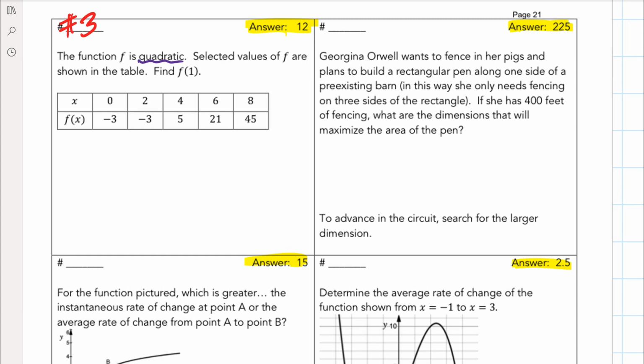Now this is going to be challenging. We are not given a function. 1's not even in the table. So how are we going to do this? How are we going to find f of 1?